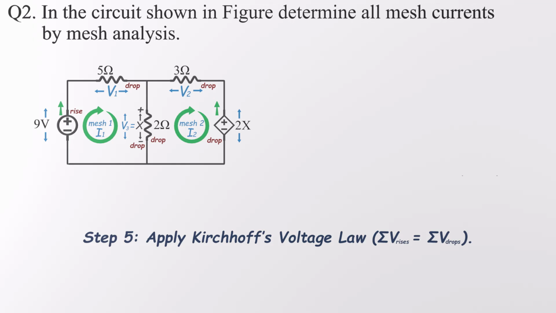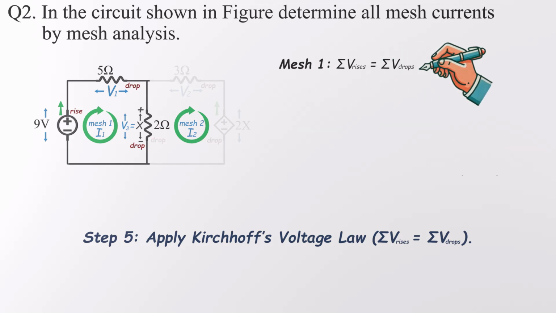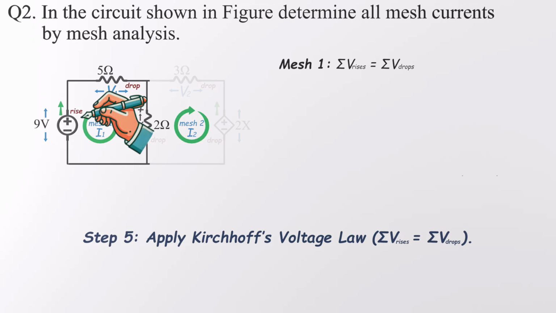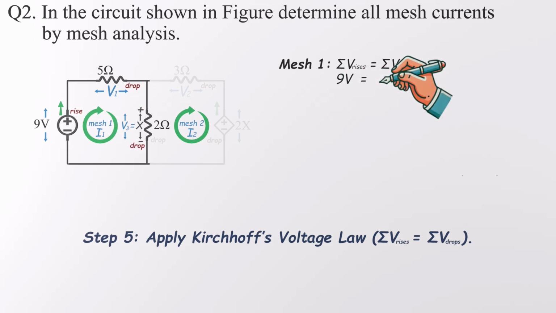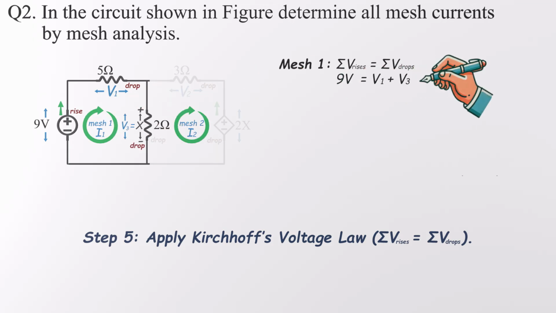Now we're ready to apply Kirchhoff's voltage law, starting with mesh 1. As we loop around, we see a voltage rise of 9 volts from the source, and 2 voltage drops across the resistors, V1 and V3. So the equation becomes 9 volts equals V1 plus V2.